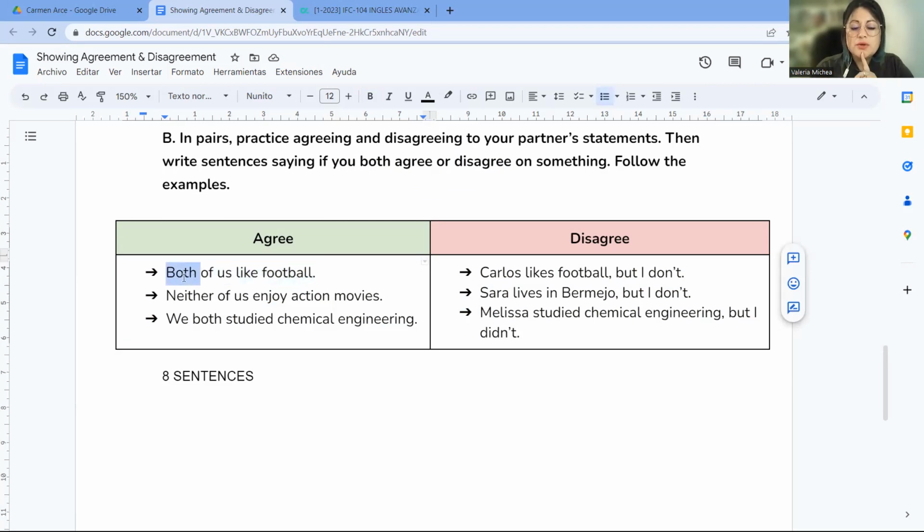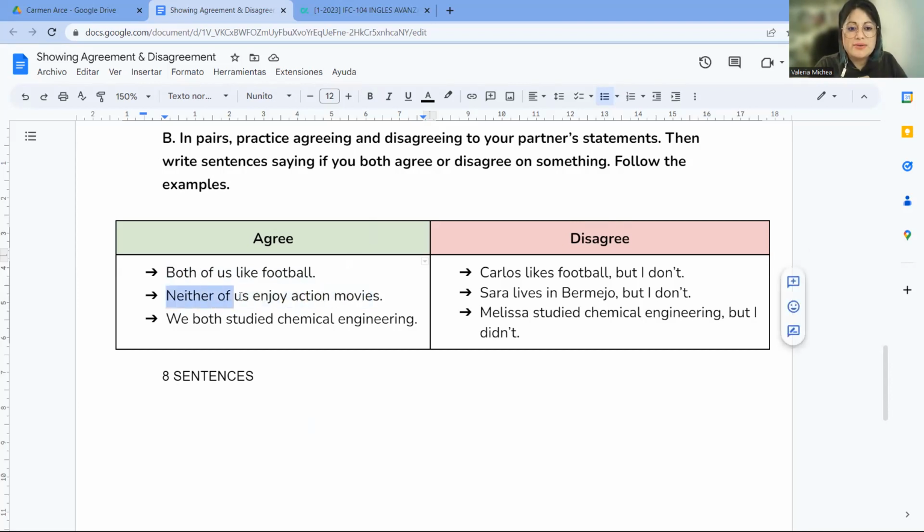Can anybody tell me what both means? What is both? Ambos. Yes, very good. So ambos, that means 2 people. You and your partner, both of us like football, for example. That's something you agree on. You can say it this way also. If you don't like football, you can say neither of us enjoys action movies.